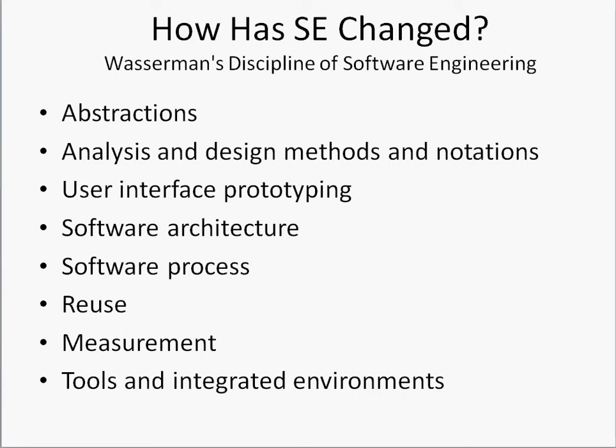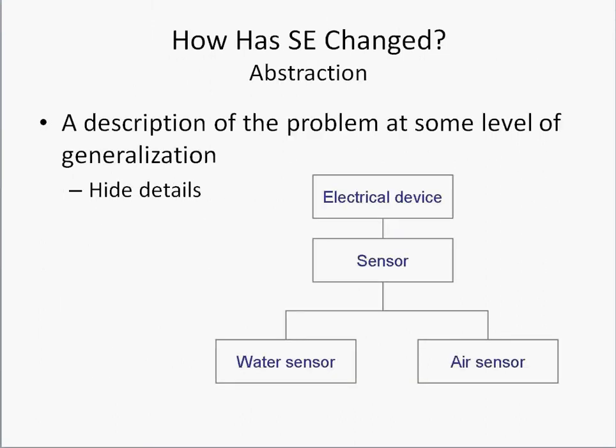And how do we handle this new level of complexity? Well, we're going to be using abstractions. We're going to be using interface prototyping, which is critical to many of the software development philosophies. We're going to be exercising reuse, measurement, tools, and integrated environments. Now, abstraction involves generalizing your object and hiding details. And we'll learn when we get into the object-oriented part of the course that abstraction is a key idea in helping us develop large-scale software projects.